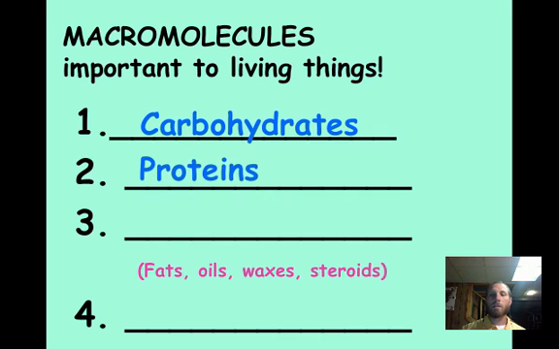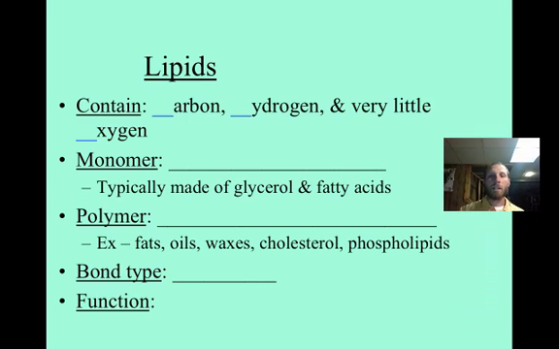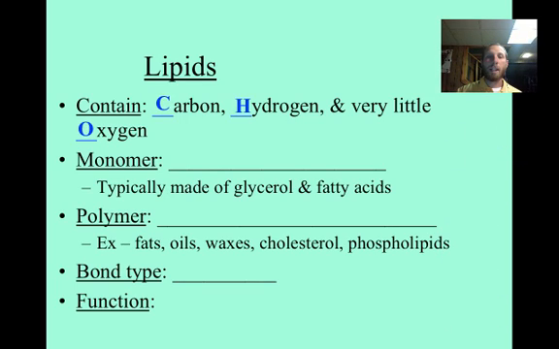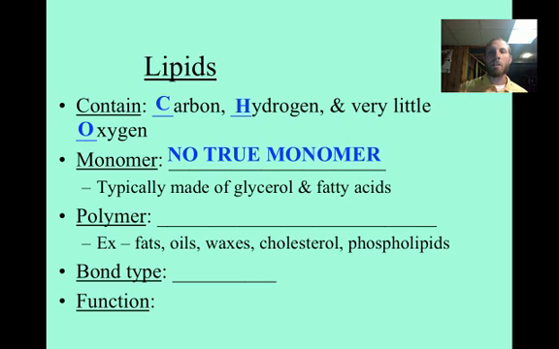So we've learned about carbs, learned about proteins. Our next macromolecule is lipids. Lipids contain carbon, hydrogen, and oxygen. Very little oxygen, not the 1 to 2 to 1 ratio that we saw in carbohydrates. The monomer for lipids is actually no true monomer. They're typically made of these two components, glycerol and fatty acids, but not every lipid is composed of them, and lipids are similar in many ways, but they are not made of repeating subunits like carbohydrates or proteins or nucleic acids, as we will see in a moment.